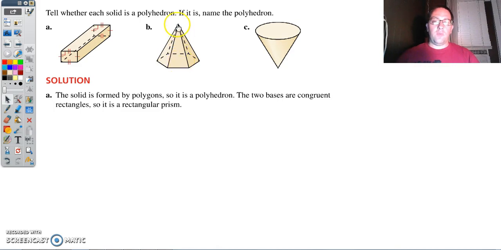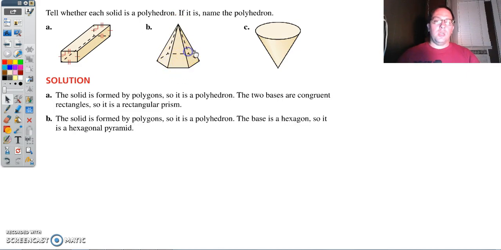One base and one apex. That's right here, this vertex where all of these other faces come together. That's called the apex, which is opposite the base. Prisms are also named by their base. So the base of this pyramid is a hexagon, so this is a hexagonal pyramid.